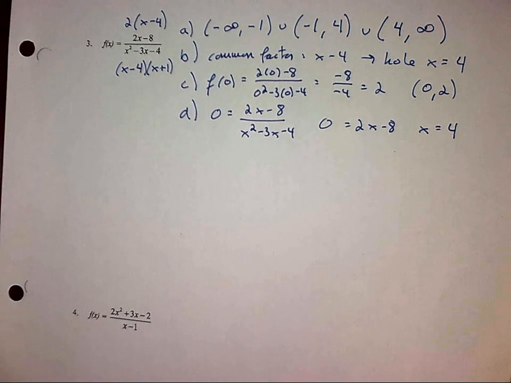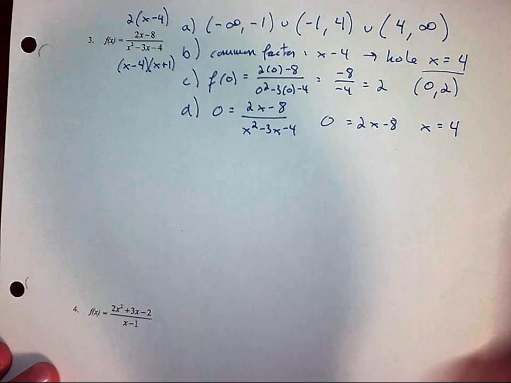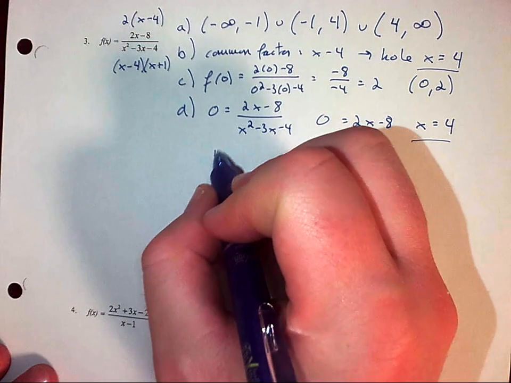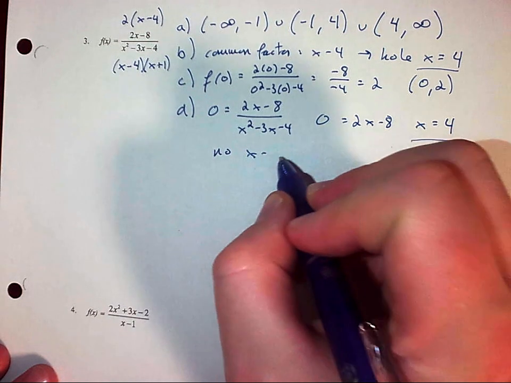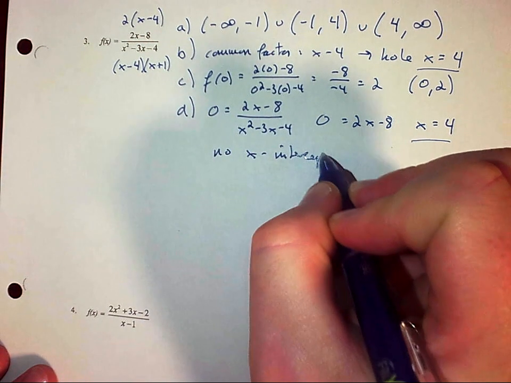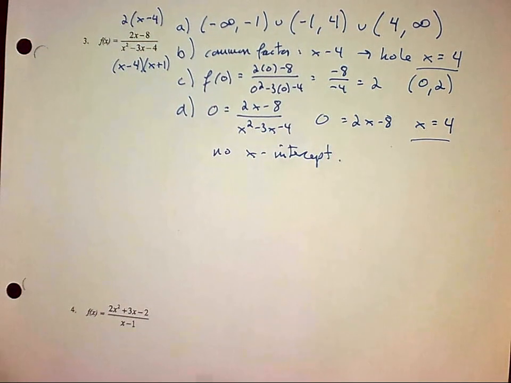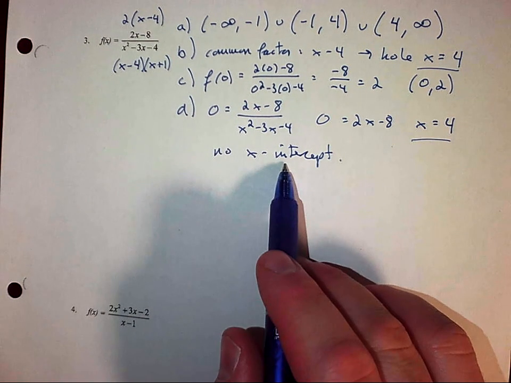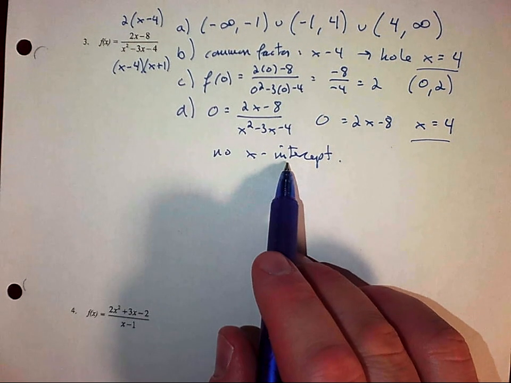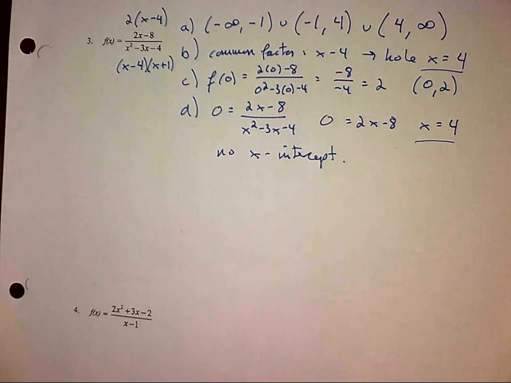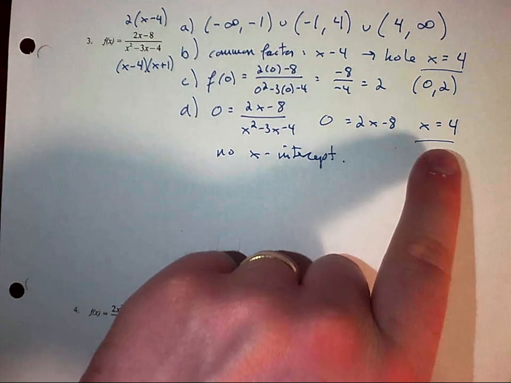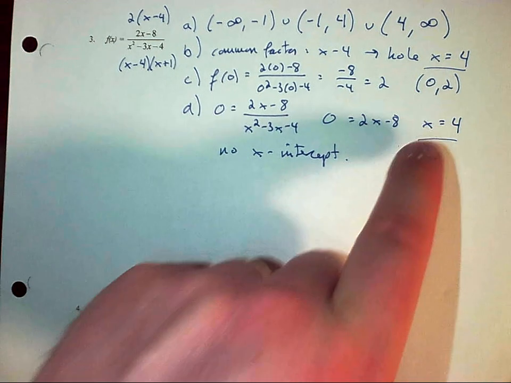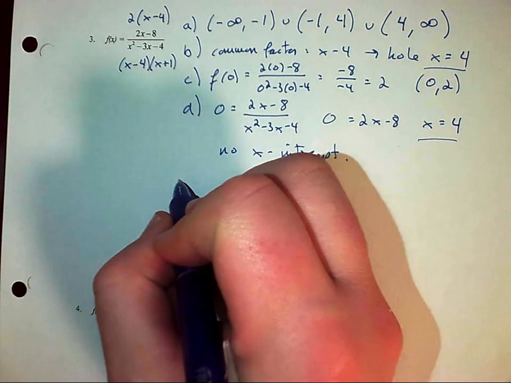But now remember that x is equal to 4 is also our hole, so x cannot be equal to 4. So therefore, we have no x-intercept. No x-intercept, because this is where the x-intercept would happen, but the x-intercept at x is equal to 4 isn't part of it, so again, we're not going to intercept our x-axis.